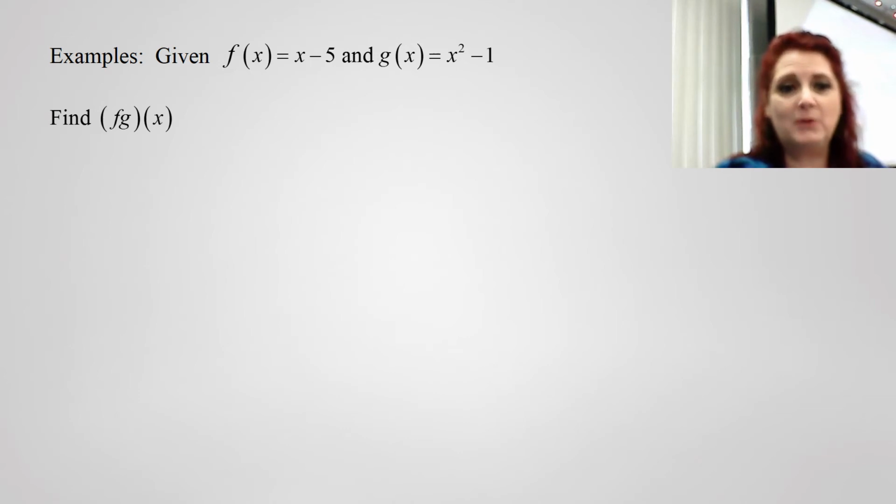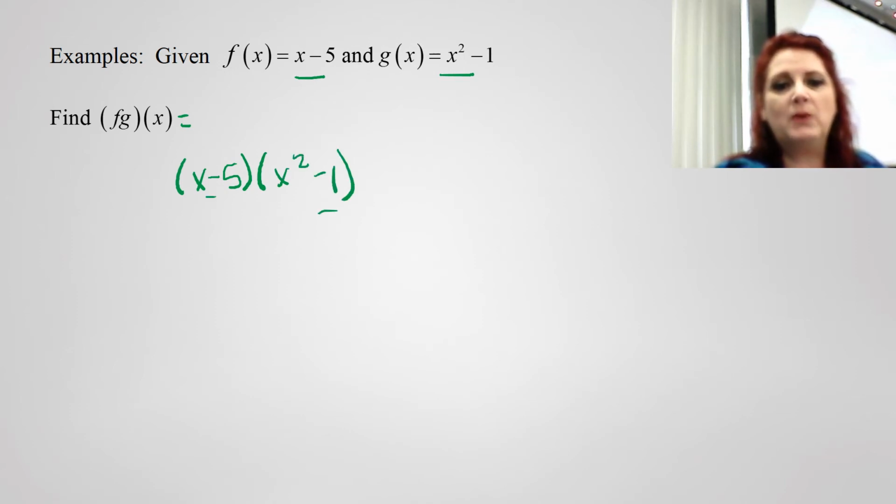Now we're going to get into multiplication. Once again, we have no restrictions on our functions, and we're going to multiply x minus 5 times g of x, which is x squared minus 1. These are two binomials, so we are going to FOIL.